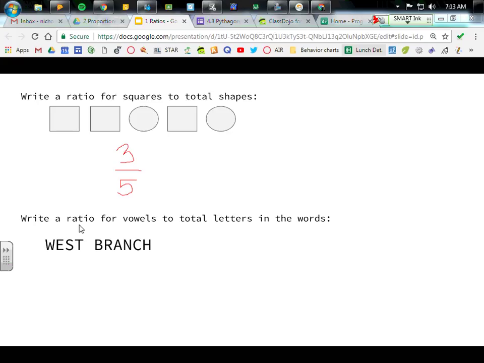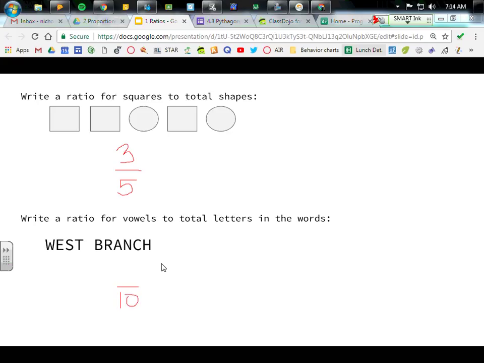All right, here's another example. We're going to write the ratio for vowels to total letters in the words West Branch. So here is our entire thing. How many letters do we have total? Because that's what we want to know. So 1, 2, 3, 4, 5, 6, 7, 8, 9, 10 letters in the words West Branch. So because that was mentioned second, that's going to be my denominator.